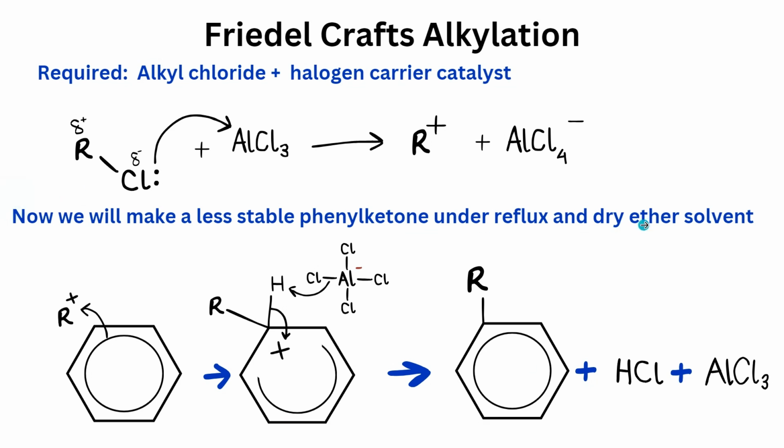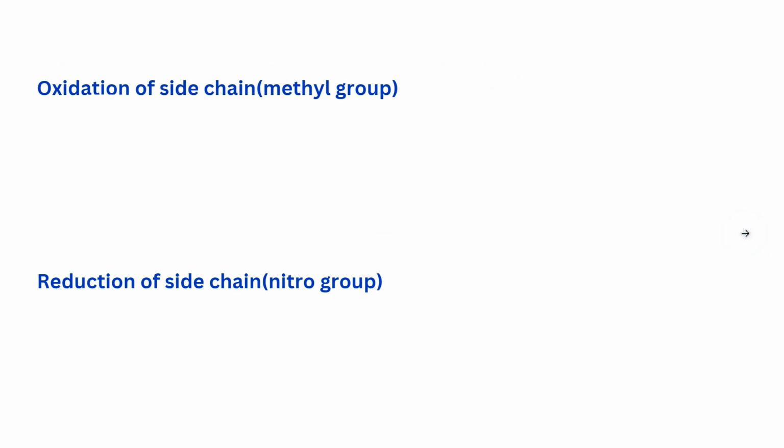Okay, now we're done with most of the reactions of benzene, and only two are left, which are pretty easy. Not as easy as the hydrogenation, but very easy. Okay, oxidation of side chain methyl group and reduction of side chain nitro group. These are the only two reactions you need to know except for the electrophilic substitution reactions and the hydrogenation reaction.